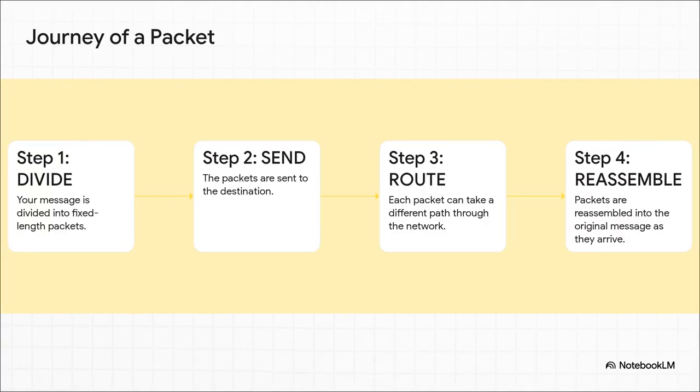So what does that journey actually look like for one of these packets? Well, first, your message, let's say it's a photo of your cat, gets chopped up into these small, manageable packets. Then, whoosh, they're all sent out into the wild network. And here is the really cool part. They don't have to stick together. Each packet is a free agent. It can take a totally different path to the destination, always looking for the quickest route. And then, at the other end, the system gathers them all up and reassembles them in the exact right order. So your cat photo looks perfect.